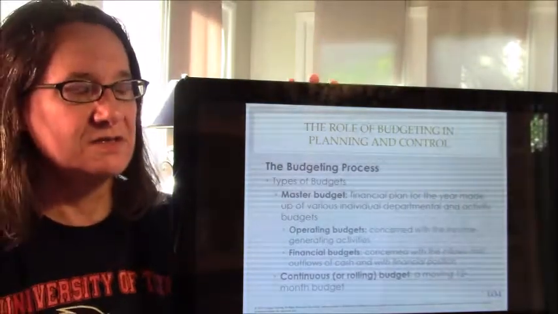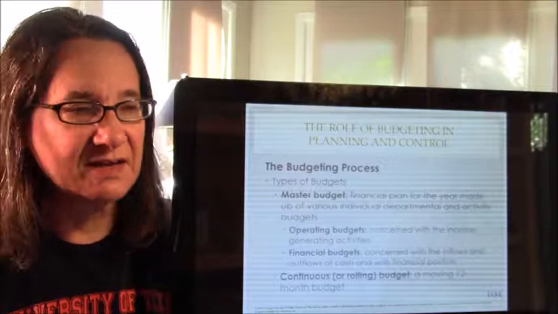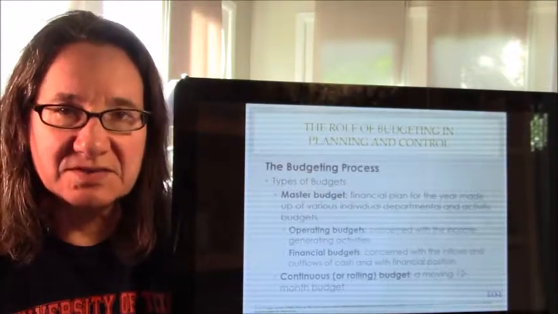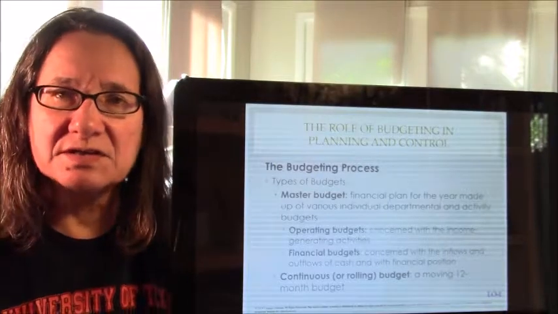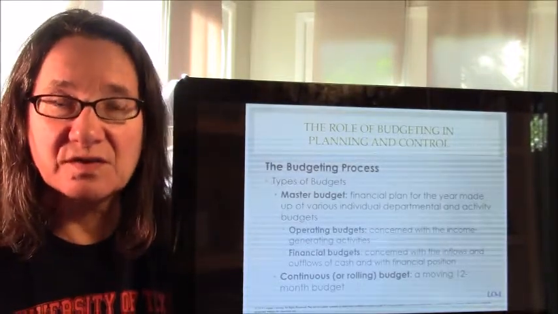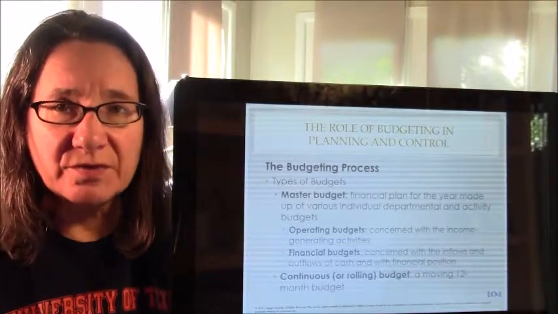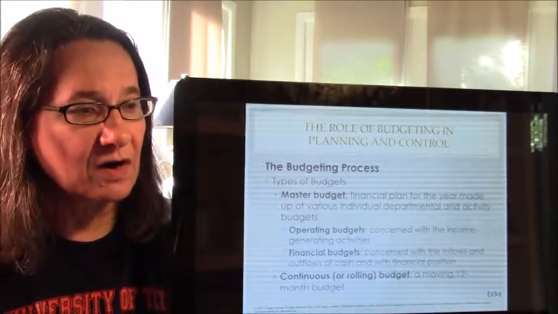All right? So there's a master budget that includes everything for the year. There's operating budgets that are concerned with the income generating activities. That's what we're going to do. So if you go out and watch the videos for problem 8.36, all those are going to be part of our operating budget.